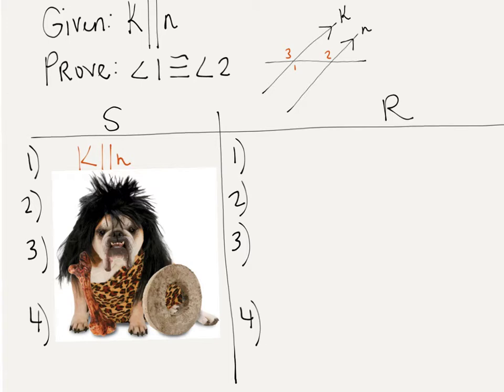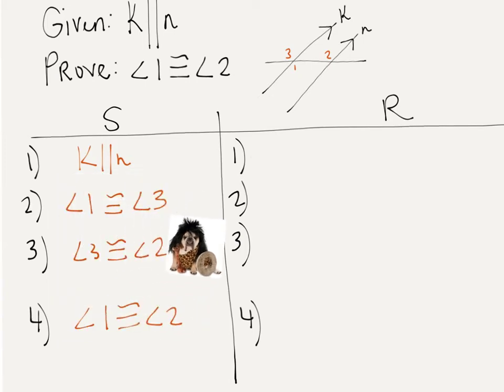Below those theorems, I'd like you to copy this proof. It says, given that K is parallel to N, prove that angle 1 is congruent to angle 2. And of course, you're going to need to copy this diagram as well. And of course, S is statements, R is reasons. You can use that abbreviation for you. And what I'd like to show you is that this has 4 steps. And I would like you to try to see if you can do these if I give you the statements.